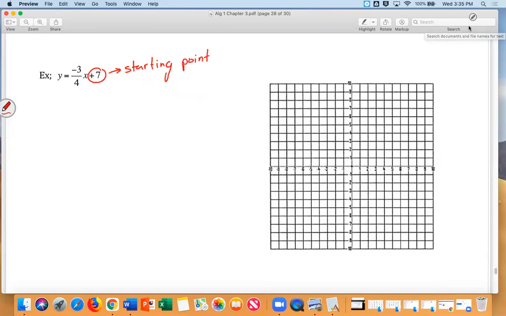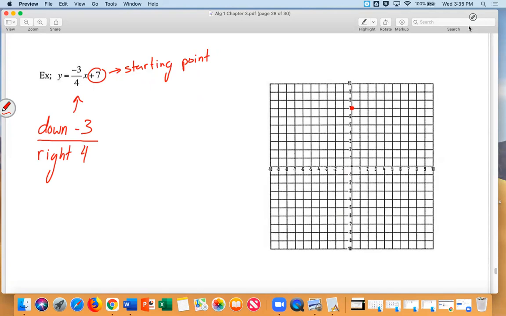So I'm going to put a point at 7. And then this is my set of directions. Okay, it says to go down 3 because it's negative. And we're always going to go down. We're never going to go to the left. If it's negative, we go down. And to the right 4. And this is why we write all of our slopes as fractions.